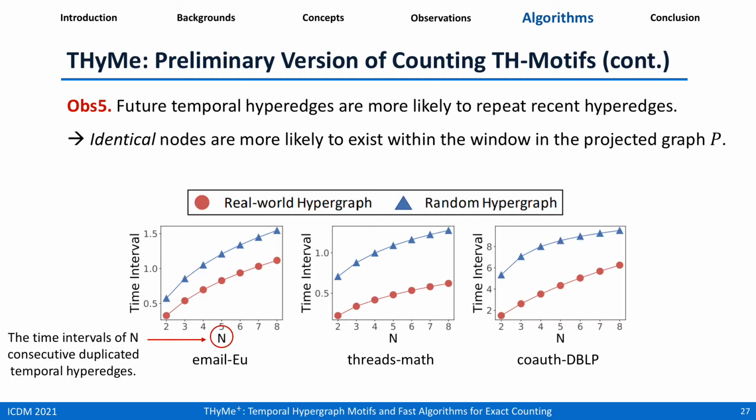Second, future temporal hyperedges are more likely to repeat recent hyperedges. This means that temporal hyperedges in real-world hypergraphs are temporally local, and duplicated temporal hyperedges are likely to co-appear in the temporal window. So, even though the projected graph is incrementally updated based on the sliding temporal window, identical nodes appear within the window.